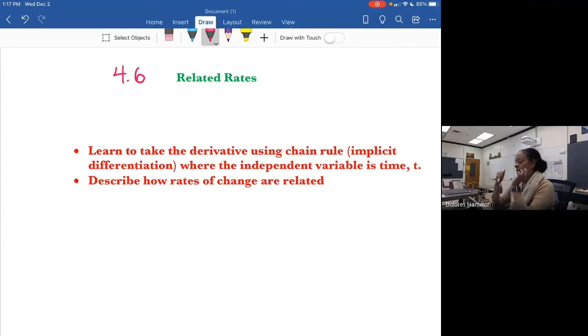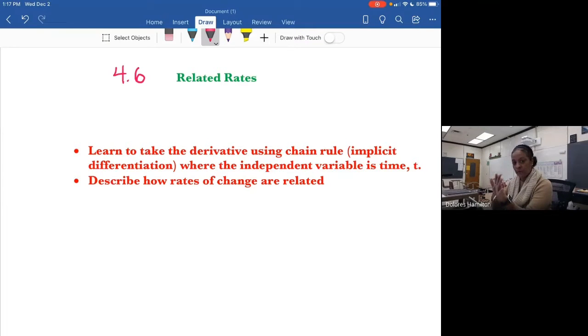So we're going to be bringing back the implicit differentiation, most of the time with respect to t. So we'll be implicitly deriving with respect to time. And then the word problems where we have to actually come up with how these multivariables relate to each other. So we're going to need to come up with the relationship that connects these variables together.